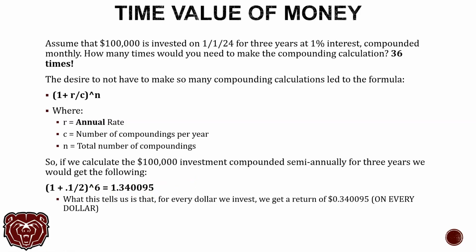1.340095. What this number tells us is that for every dollar we invest, we're going to get a return of 34.0095 cents on every dollar. So if we have a $100,000 investment, we can multiply it times that 1.340095, and it will tell us what the future value of our money is.